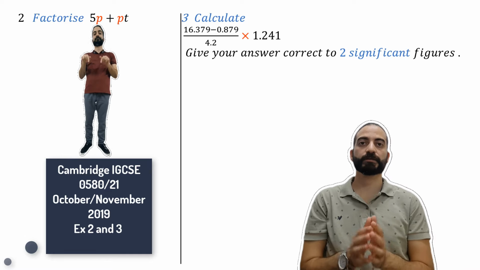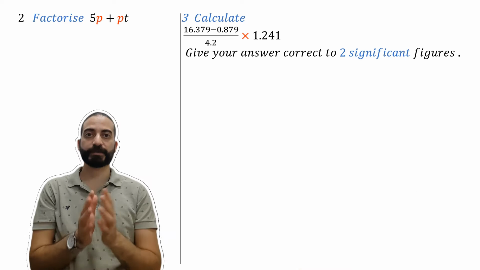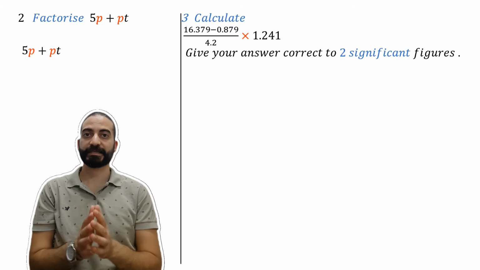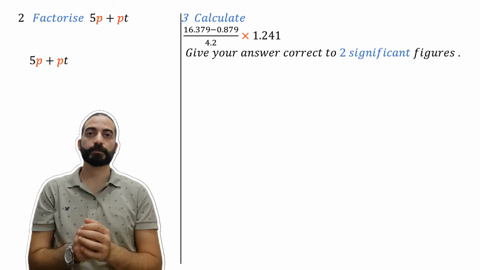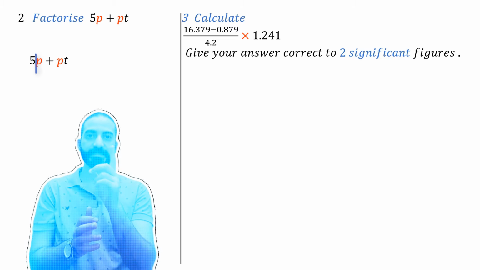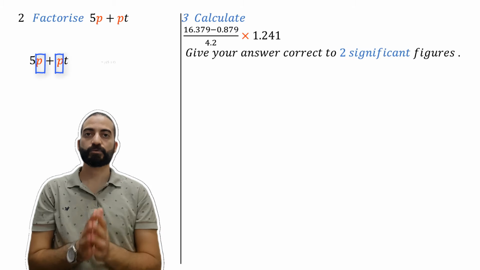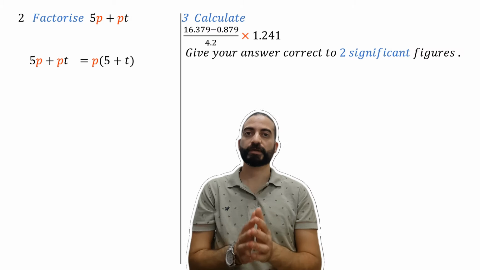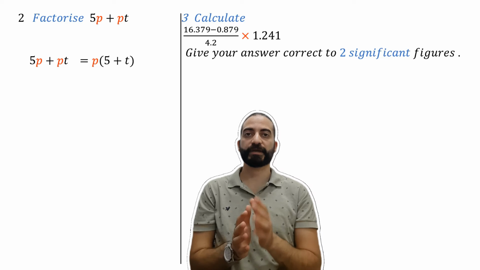In the second question, he tells us to factorize 5p plus pt. With ease, we can take p as a common factor because it is present here and here. And in this way, we have factorized. We now come to the third question.